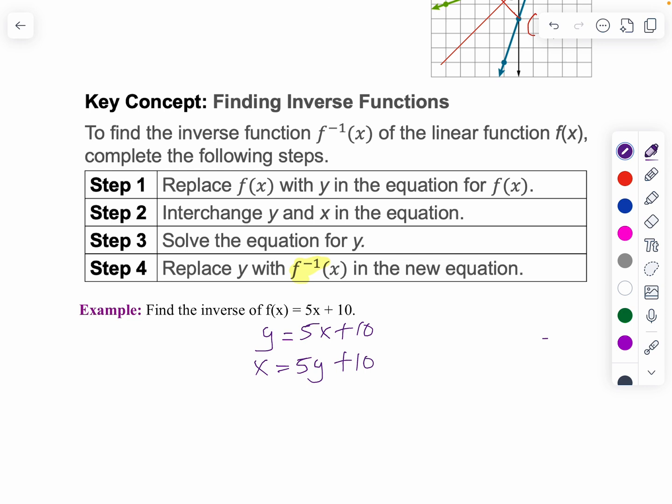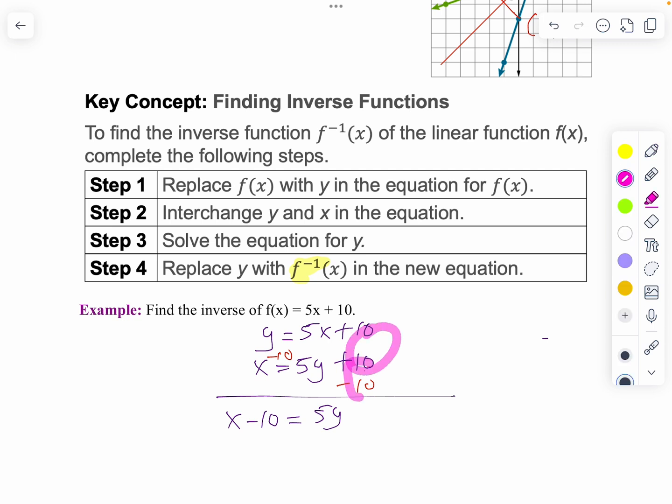Then we are going to solve for y. So now we're going to go through the algebra to get y by itself. Minus 10 from both sides. Notice 10 doesn't have an x, so don't combine them. So it's x minus 10 equals 5 times y. And notice my negative 10s make 0. They undo each other. Okay, now I divide by 5. So now I got y by itself.